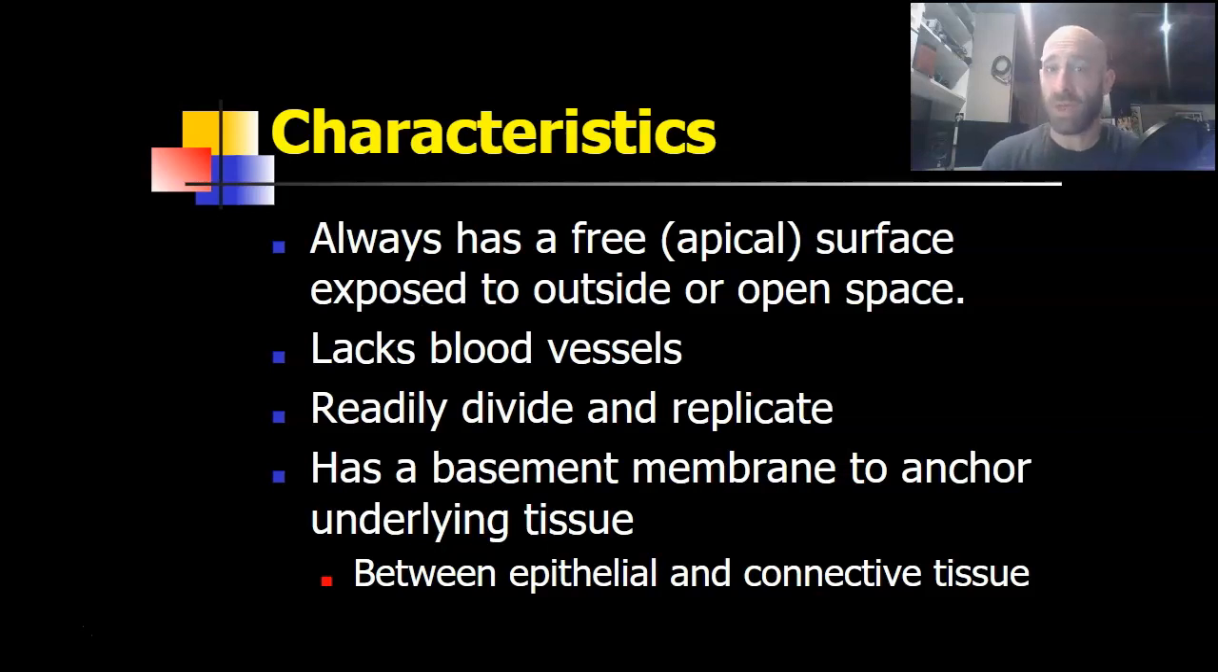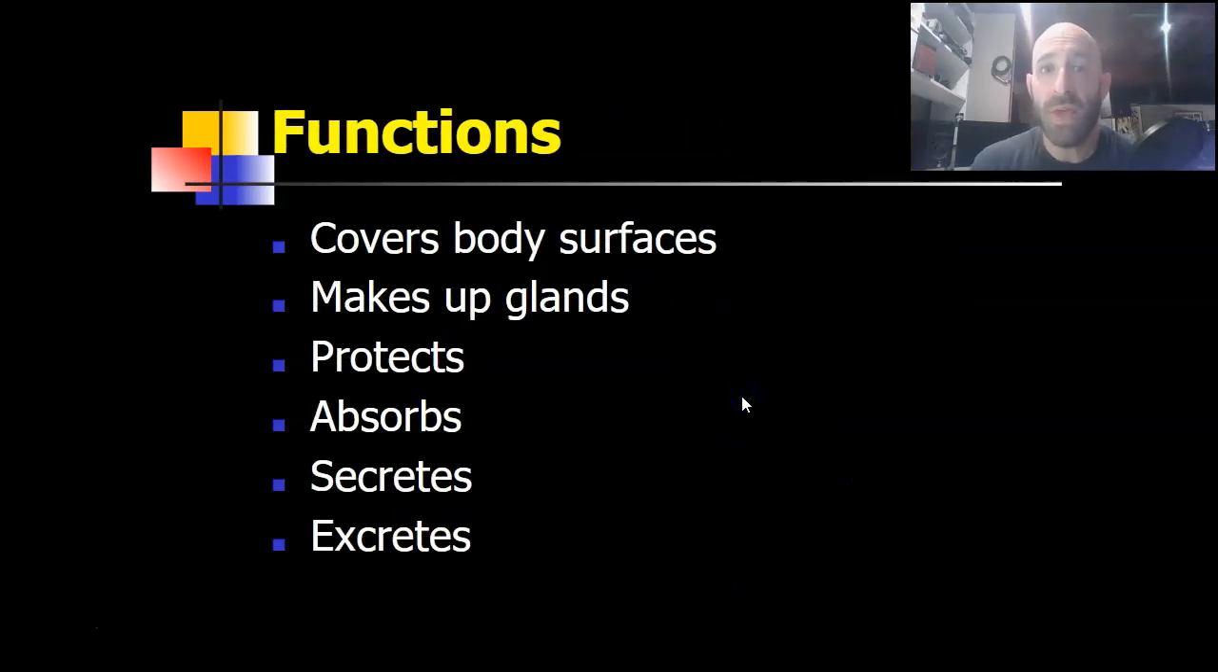So constantly replicating, apical surface, basement membrane, keeping the epithelial connected to the connective tissue, and then they replicate and divide very quickly. Couple functions. They cover the body surfaces, so all of your body surfaces are going to be covered with epithelial. Every gland in your body is made of epithelial tissue, and we'll talk more about that later. So anything that has the word gland is actually epithelial.